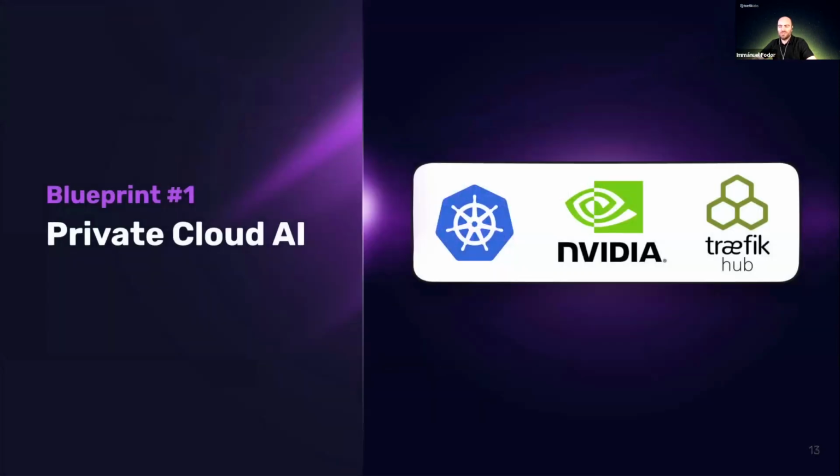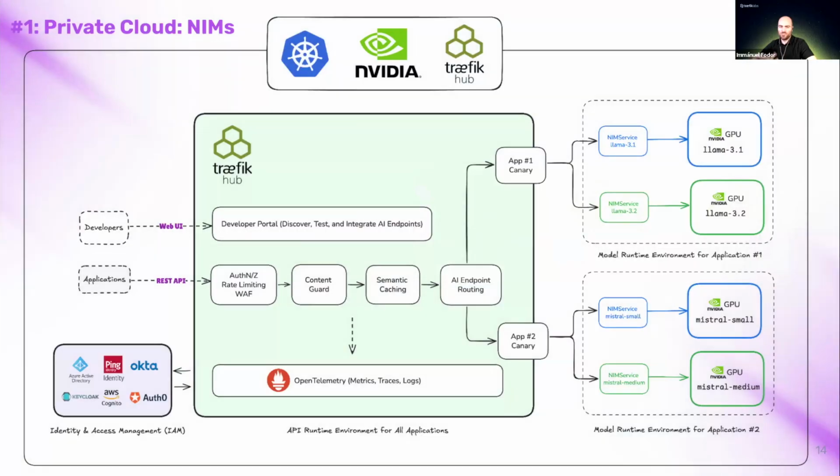So the first one is about running AI inferencing in your private infrastructure. Here I'm using Kubernetes as the runtime, but this could be basically anywhere, any cloud provider that has a Kubernetes offering, if you have something on premises and so on. I'm also using NVIDIA GPUs, and NVIDIA-provided NIMs, NVIDIA inference microservices, some vetted models to be exposed. And Traefik Hub will be there as our API gateway. So let's see the blueprint.